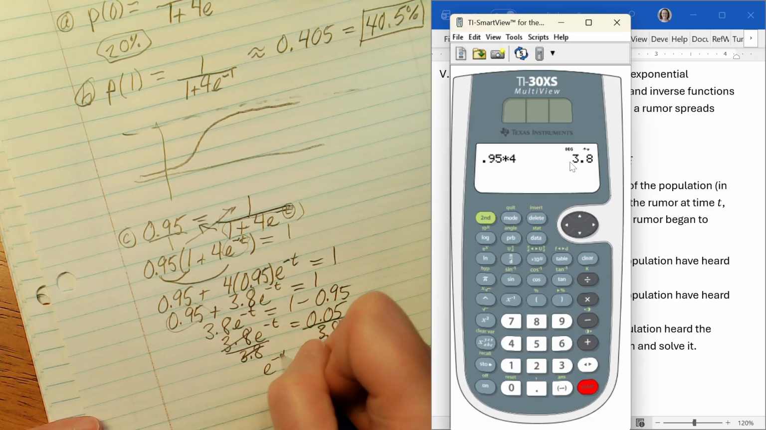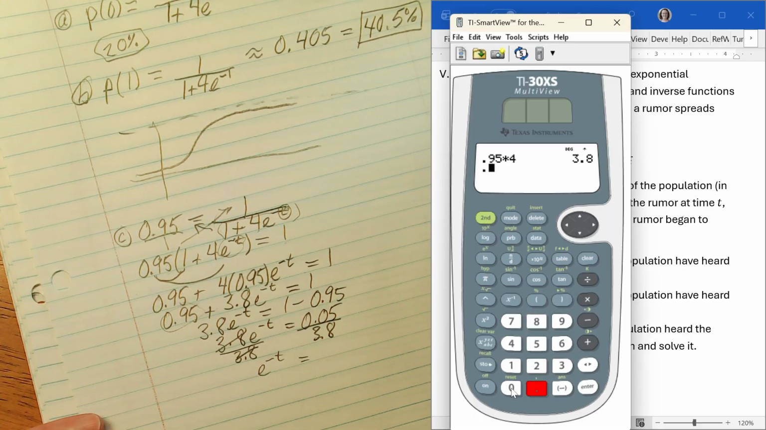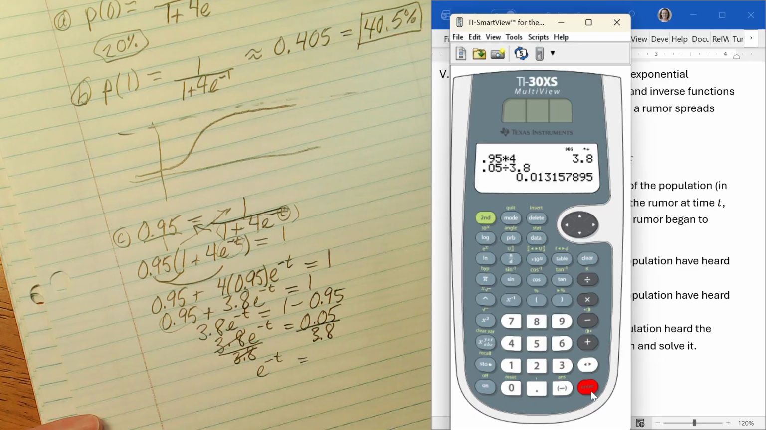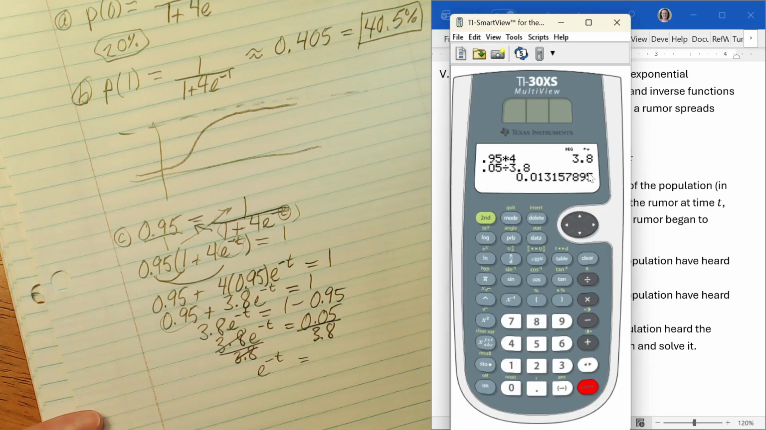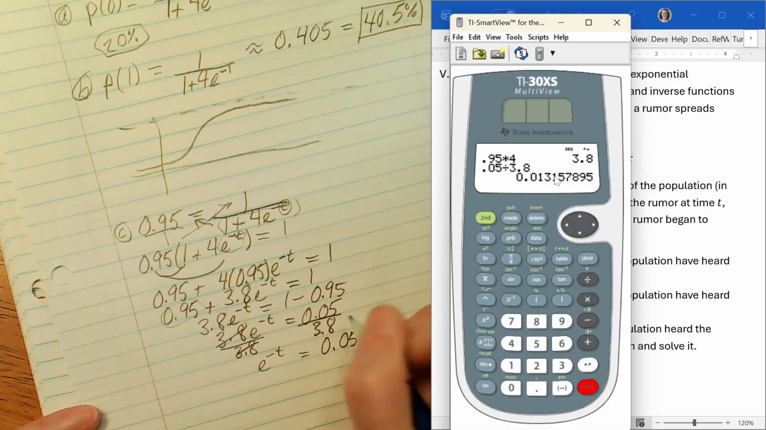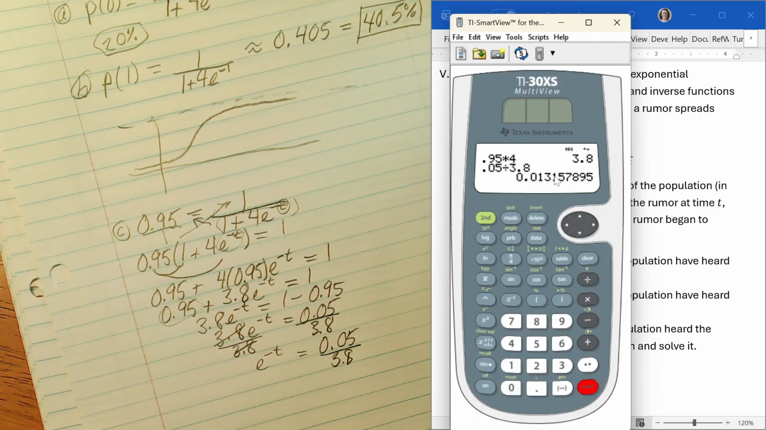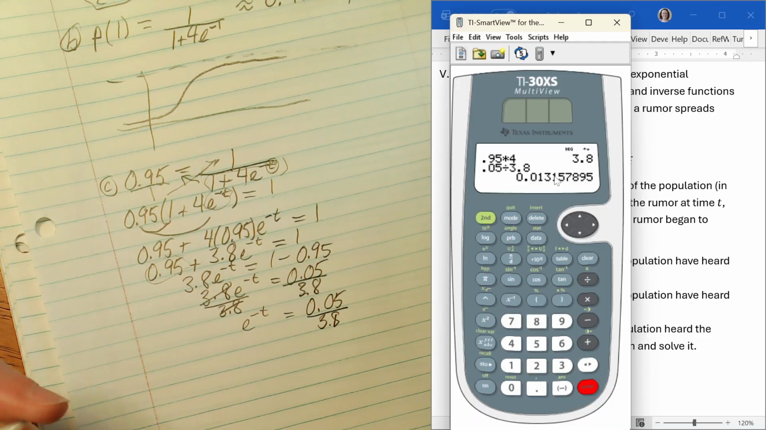Okay, so I have e to the negative t equals, let's see what that number is, 0.05 divided by 3.8, enter. I didn't really like that number. I would have to round it off to write it down. So I think I'm just going to leave the right-hand side as this, which is the exact answer. As a math person, I like to not round things. I want to have all the decimals. I'm very greedy for all those decimals.